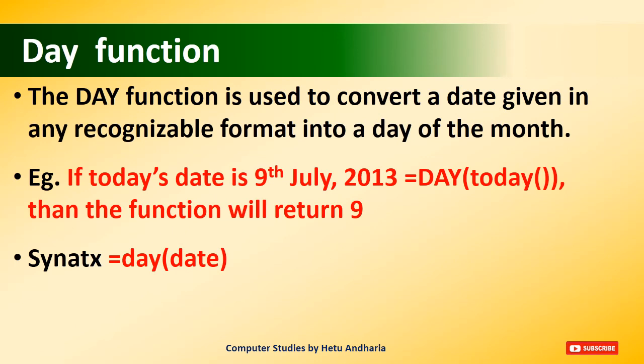Day function. The DAY function is used to convert a date given in any recognizable format into a day of the month. Example, if today's date is 9th July 2030, I type =DAY(TODAY()). The TODAY function is used for displaying the present date. Then the function will return 9, that is the 9th day of this month. So the syntax is =DAY(date).